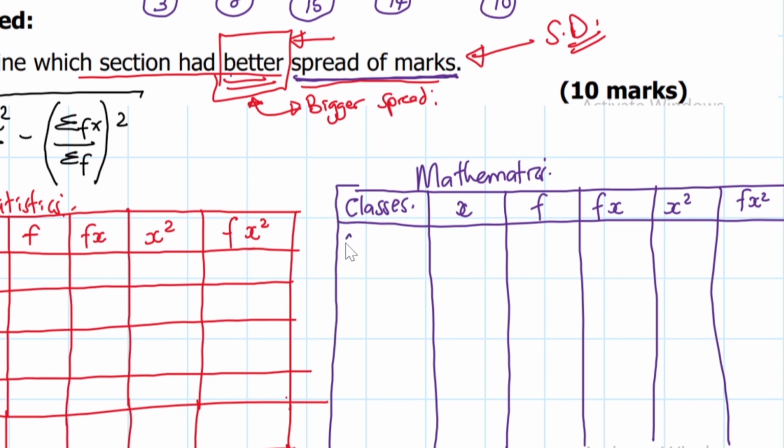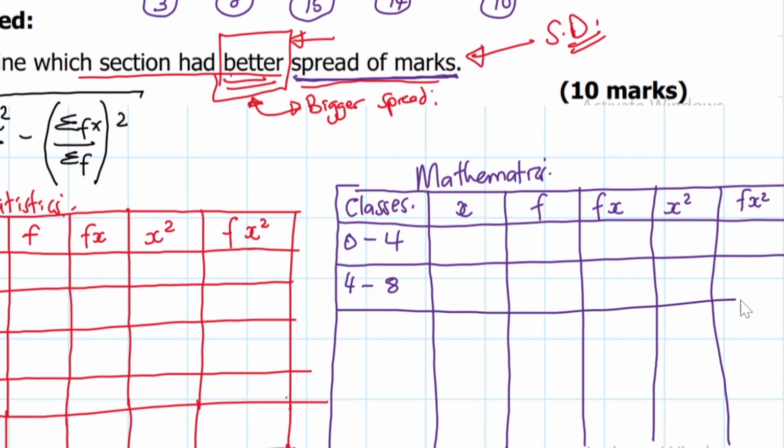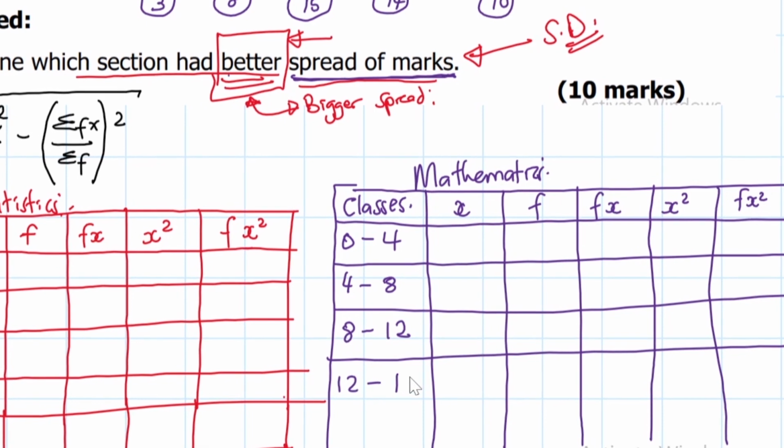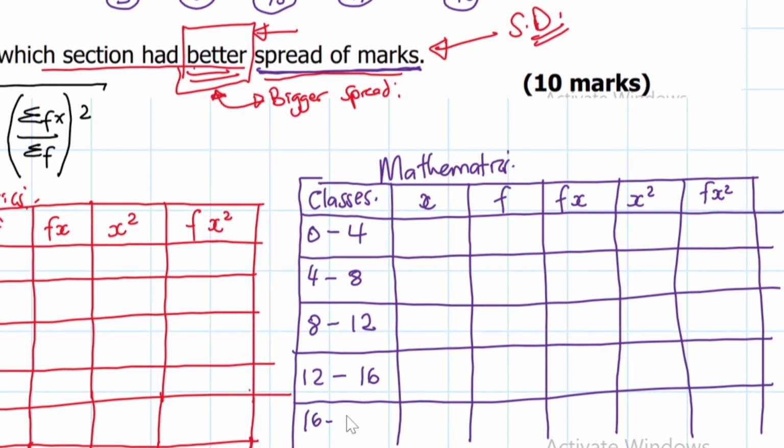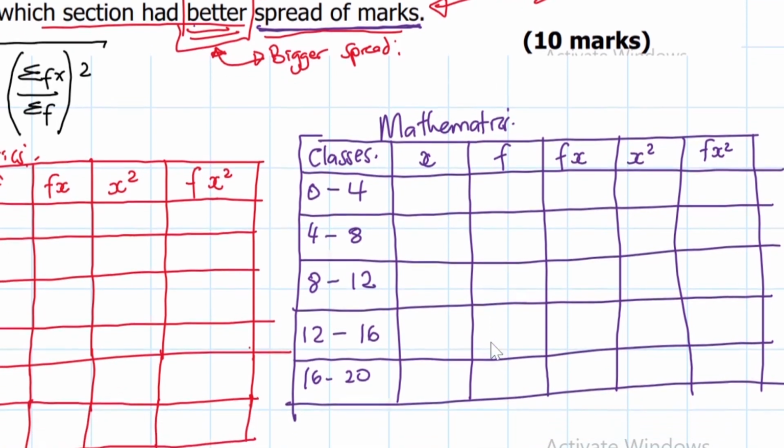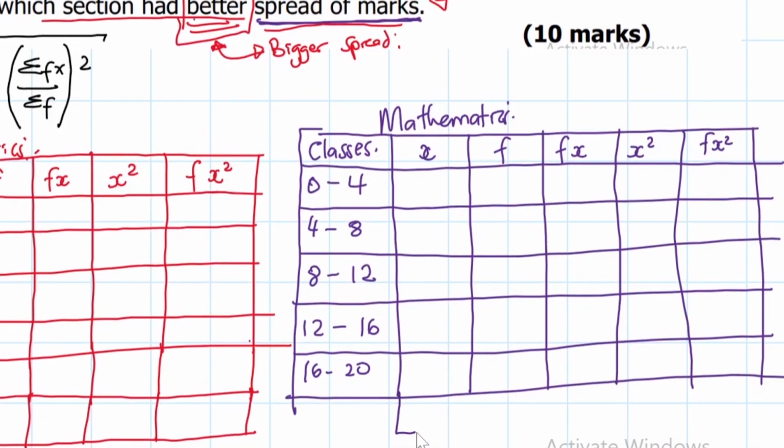Then of course our classes here have 0 to 4, 4 to 8, 8 to 12, 12 to 16, 16 to 20. And of course here also we shall be doing our totals down there. Okay, so those are the two tables.